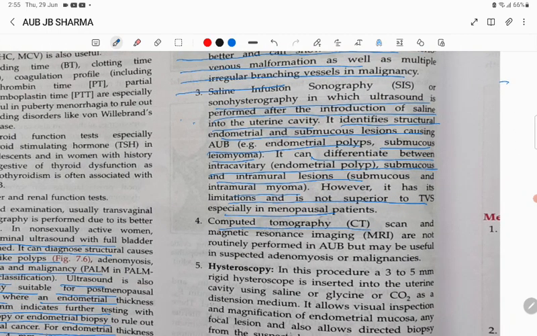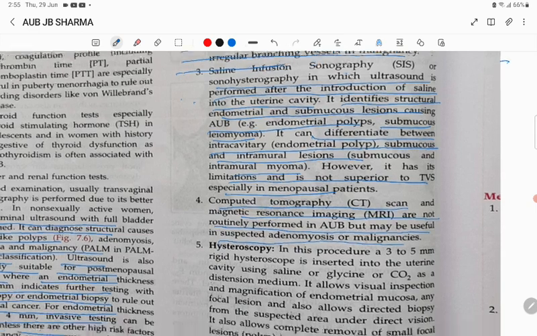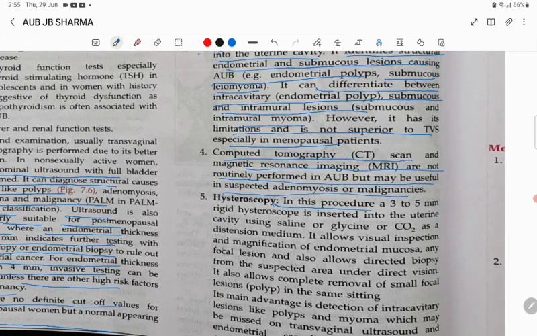CT and MRI are not routinely performed in AUB but may be useful in suspected adenomyosis and malignancy. Hysteroscopy: in this procedure, a 3 to 5 mm rigid hysteroscope is inserted into the uterine cavity using saline, glycine, or CO2 as a distension medium. It allows visual inspection and magnification of endometrial mucosa and any focal lesion, allows directed biopsy from the suspected area under direct vision, and also allows complete removal of a small focal lesion or polyp in the same sitting.